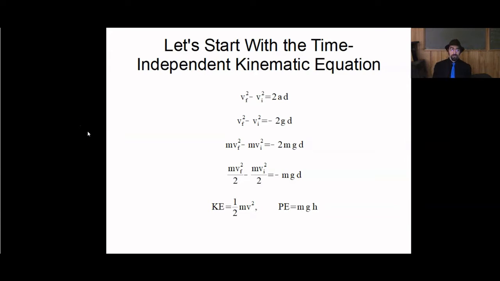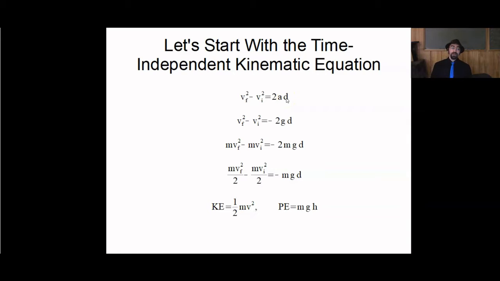Typically, early on in a physics course, after they've talked about the basics of vectors and forces, they'll introduce the equations of motion. And one of the ones they'll introduce is the one that doesn't depend on time. Final velocity squared minus initial velocity squared equals 2 times acceleration times distance.